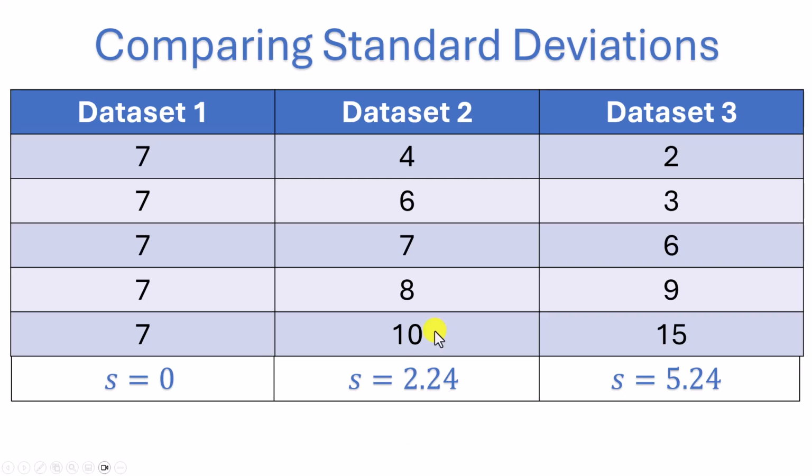In dataset 2, the numbers are a little bit more spread out, so it makes sense that the standard deviation is a little bit larger. Finally, dataset 3 has the most spread of all the datasets, so it makes sense that the standard deviation here would be the largest.